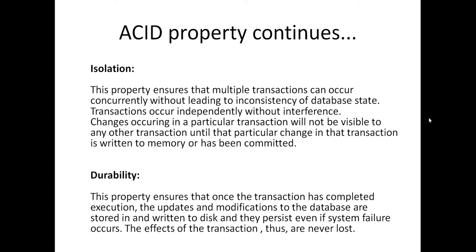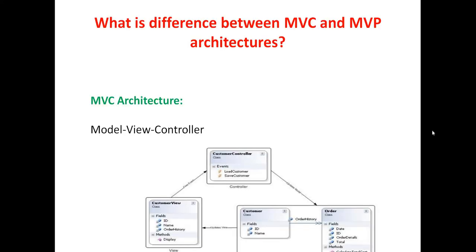The last one is durability. This property ensures that once the transaction has completed execution, the updates and modifications to the database are stored in and written to disk, and they persist even if system failure occurs. The effects of the transaction thus are never lost. The next question is, what is the difference between MVC and MVP architecture?